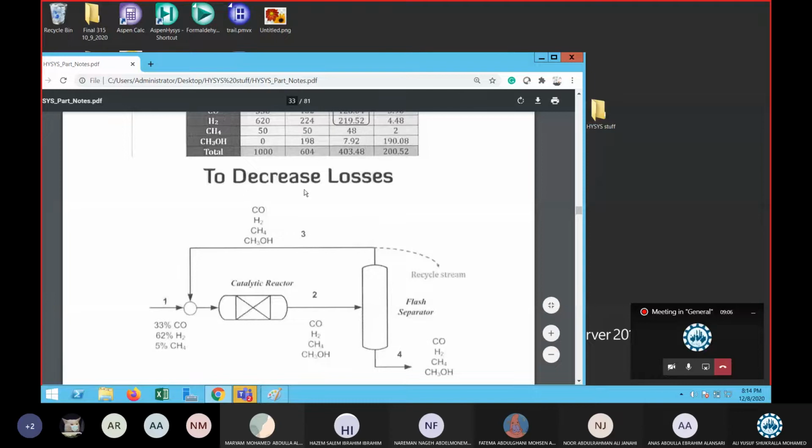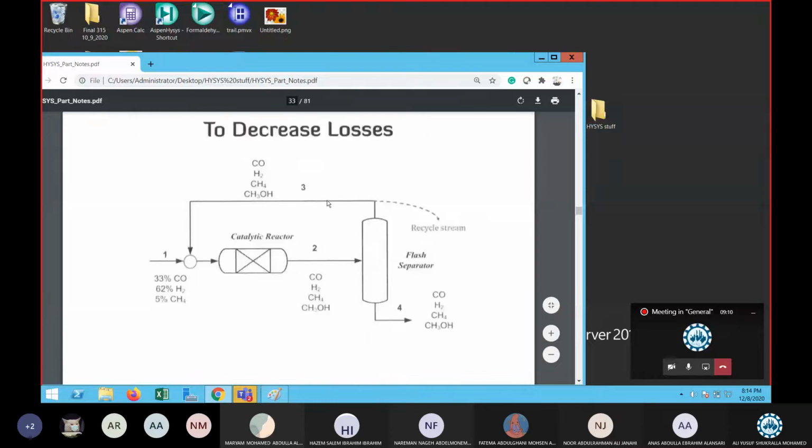So in order to decrease these losses, we have learned a strategy in 111. We call it a recycle, where we recycle this stream back to the system. Therefore, I don't lose my valuable reactant.